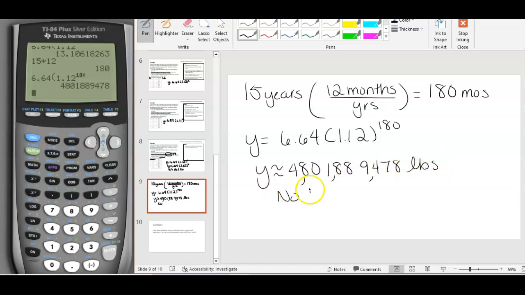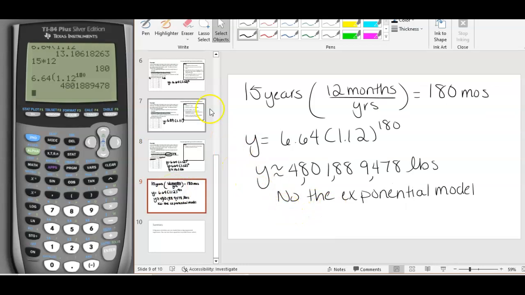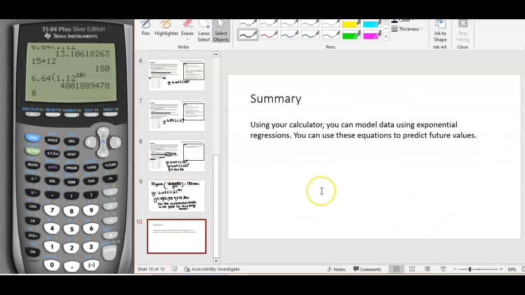So we would say, no, the exponential model is not a good predictor, right? And that's because it's meant for the growth rate around a very specific area of time. And so if we go to much larger values, like when he's 15 years old, it's not going to work. Okay, so the exponential model is not good for very large values, because that is not a reasonable weight. Okay, so remember that using your calculator, you can model data using exponential regression.